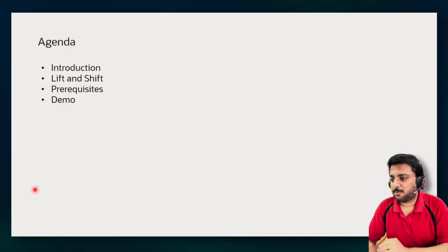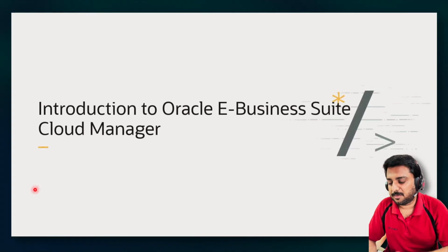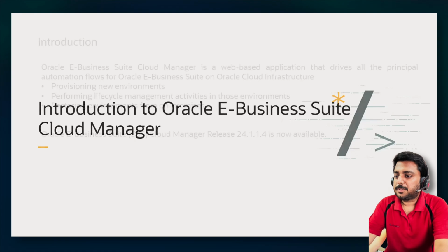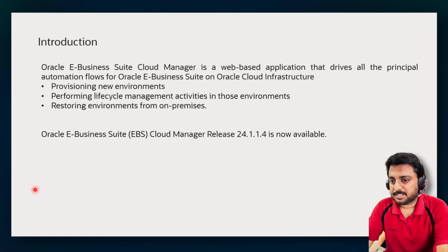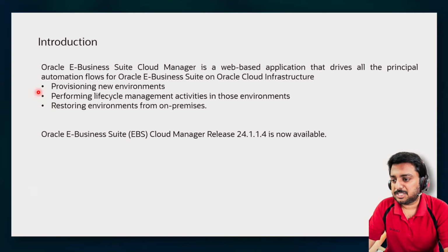So we'll start with the quick introduction about the EBS Cloud Manager application now. EBS Cloud Manager is a web-based application that drives all the automation flows of EBS on OCI. So it helps us to do the provisioning of new environments in OCI, and we can also perform all the lifecycle management activities on those newly provisioned environments in OCI. As an apps DBA, we don't have to manually do anything like provisioning the database DB systems or the compute VMs. Everything is automated for us when we use this application.